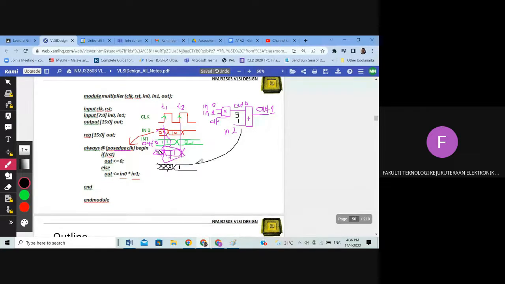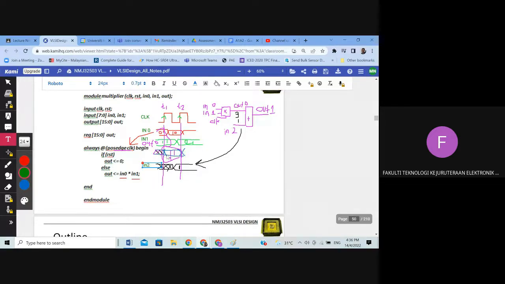So let's see the timing. This is the first and the second. Just focus on these two. You see this is out 0 and this is in 2. This is in 2, and this is out 0.